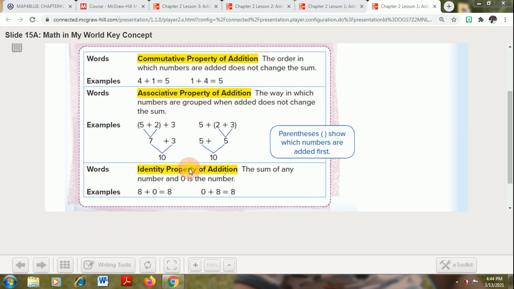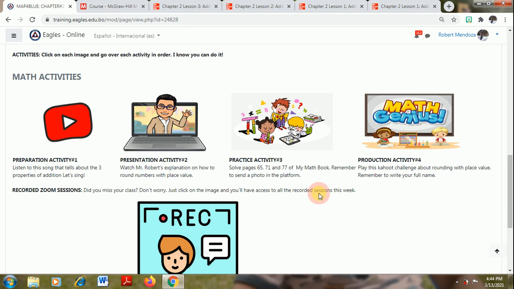Now, I need to explain the homework. For this week, if you go to the platform, you need to go in order, okay? Remember, activity 1 is always a video. Watch it. You click here and you watch. You listen to this song that tells you about the three properties of addition. Here you will practice. When you do activity 1, then you go to activity 2, and here it's this video, okay? The teacher's explanation.